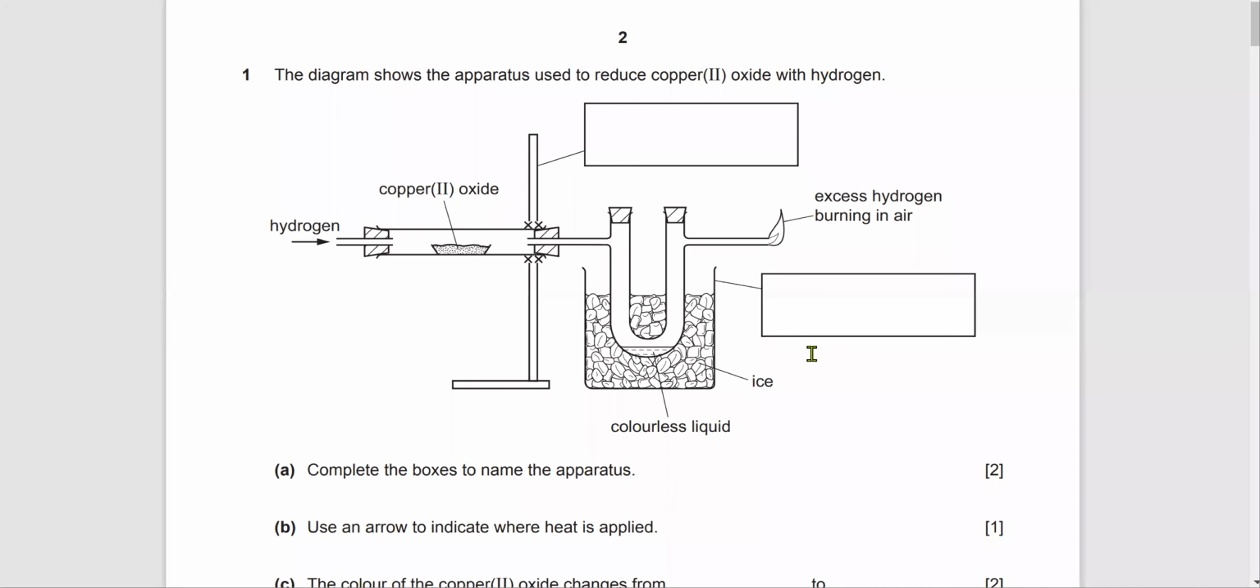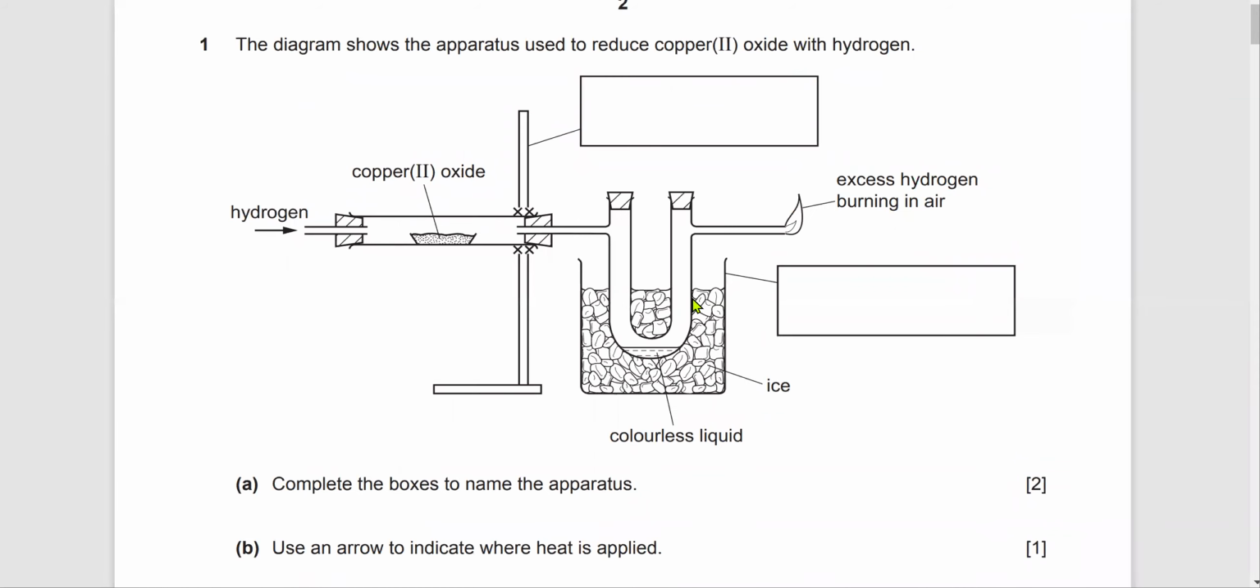The first thing is you have to name the apparatus. The diagram shows the apparatus used to reduce copper 2 oxide with hydrogen. So the apparatus is shown. What's happening is, if you remember the reactivities, okay, those who have just joined.